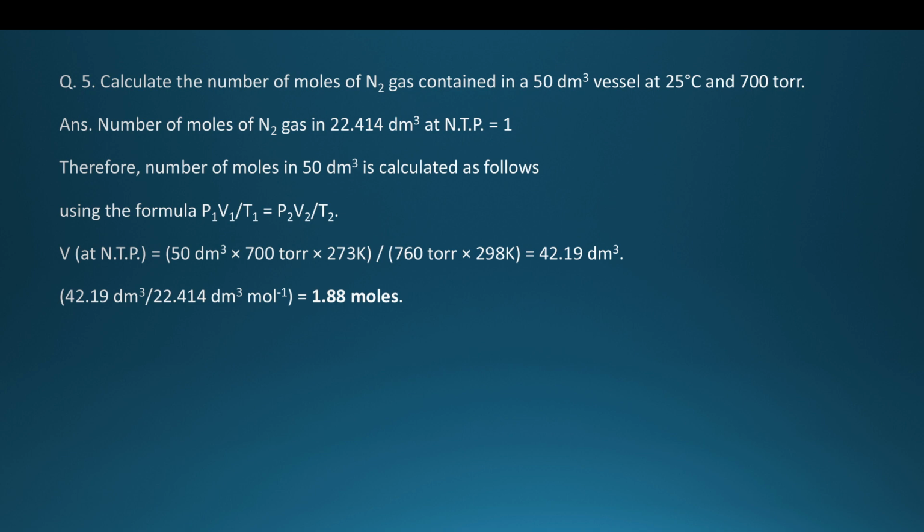Using the formula P1 V1 over T1 equal to P2 V2 over T2. First we obtain volume at NTP, which comes out to be 42.19 liter. So divide this by molar volume, that is 22.414 liter per mole. The result is 1.88 moles.